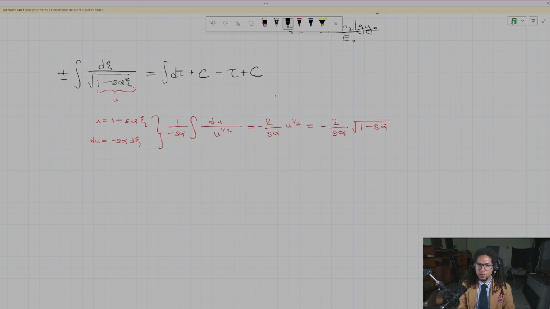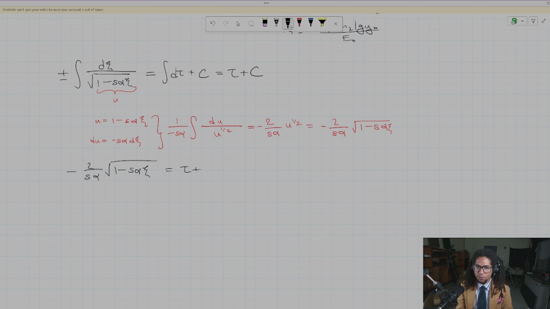All right. So next up, let me write out what I have so far. Minus 2 over S alpha, root 1 minus S alpha xi. Oh, and I have screwed this up in one big way. I forgot to include the xi here. So this should have been xi is equal to tau plus c.